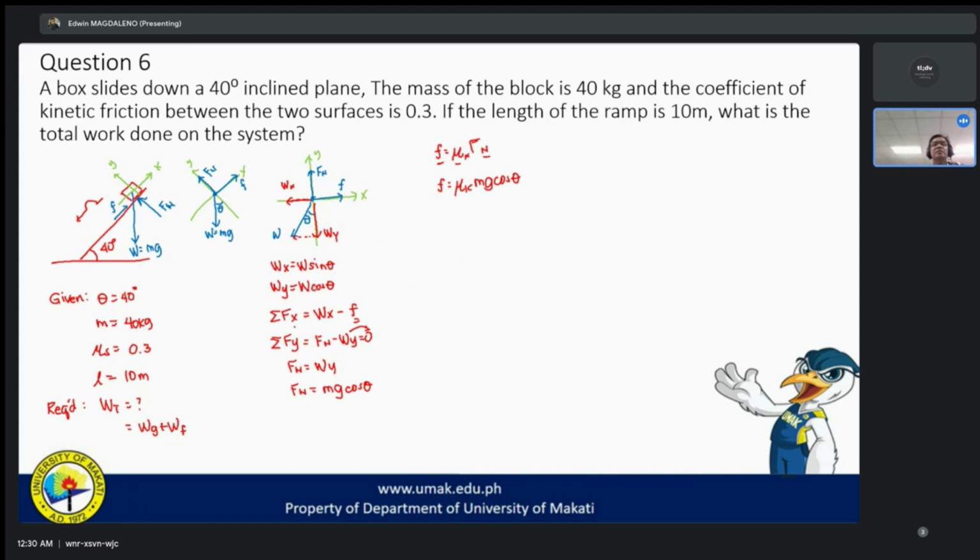Now, we could get the summation of forces along the x. Once again, that is Wx minus frictional force. Wx is mass times gravity times sine of theta, minus frictional force, which is coefficient of kinetic friction times mass times gravity times cosine of theta.